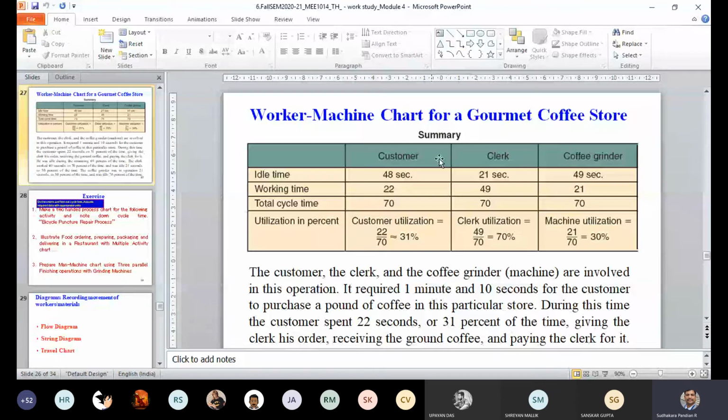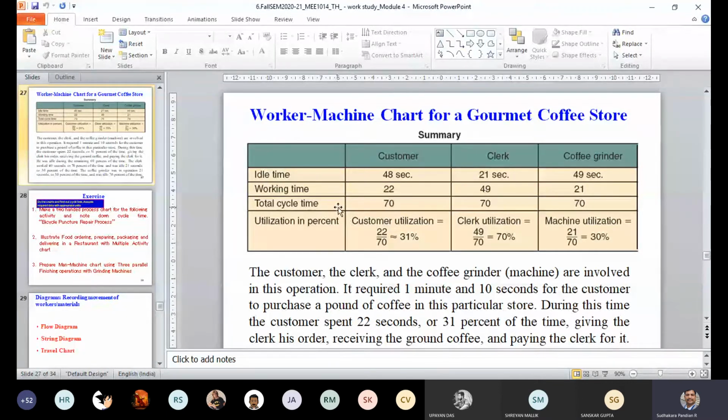So now we look at the summary. Total idle time for customer, clerk, coffee grinder. For customer it is 48 seconds. Just you can sum it up. Clerk 21 seconds, coffee grinder 49 seconds. Working time: customer 22 seconds, clerk 49 seconds, coffee grinder 21 seconds.